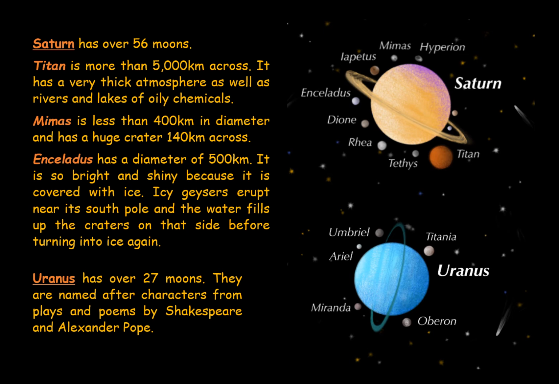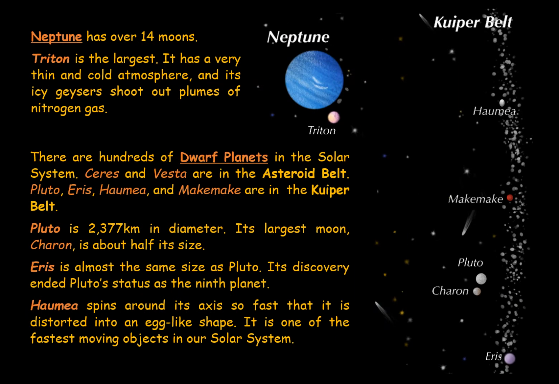Uranus has over 27 moons. They are named after characters from plays and poems by Shakespeare and Alexander Pope. Neptune has over 14 moons. Triton is the largest. It has a very thin and cold atmosphere, and its icy geysers shoot out plumes of nitrogen gas. There are hundreds of dwarf planets in the solar system.